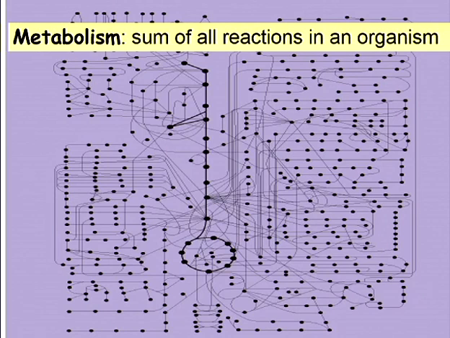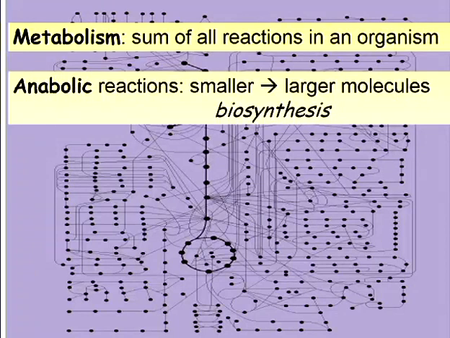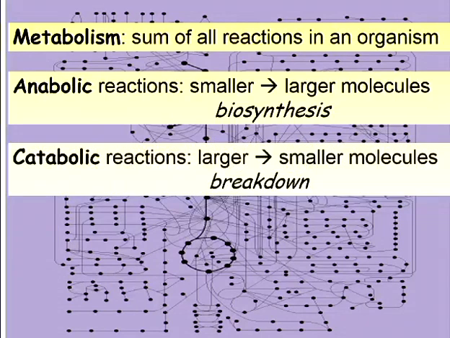And those reactions can either be building up something or breaking down something, and there are terms for that. If you build larger molecules out of smaller ones, we call it anabolic reactions. So there are biosynthesis reactions. And catabolic reactions break down larger molecules into smaller ones. So respiration, where sugars are broken down into CO2 and water, is an example of a catabolic reaction, whereas photosynthesis, where you build sugars out of CO2 and water, is an example of an anabolic reaction, where you build something.